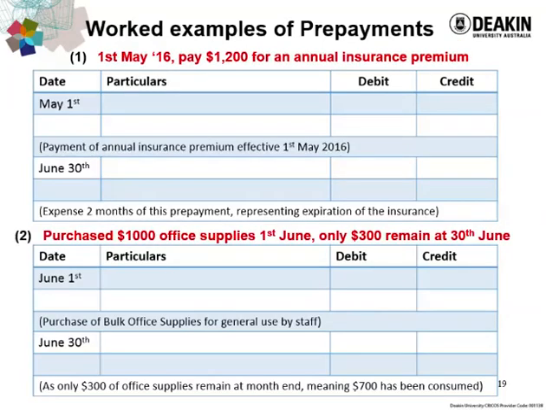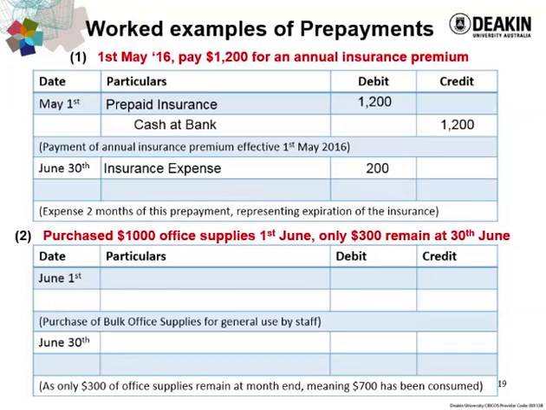Let's have a look at a few examples. First, on 1st of May, we pay $1,200 for an annual insurance premium. So we debit prepaid insurance to recognize this asset, and we credit cash at bank $1,200. And again, the transaction on 1st of May is not an adjusting entry, it is only a normal entry. Then, at June 30, we perform the adjusting entry, we debit insurance expense, we credit prepaid insurance to show that we have consumed 2 months of insurance for May and June. So $200, and $200 is calculated as 1,200 multiplied with 2 divided by 12.